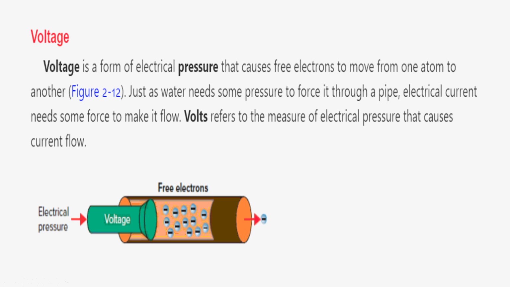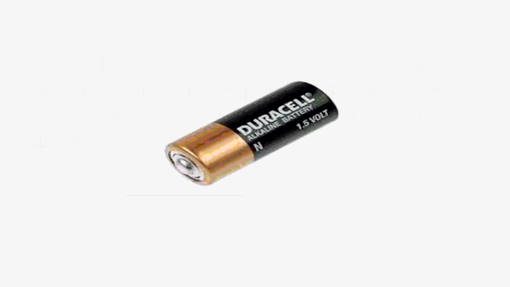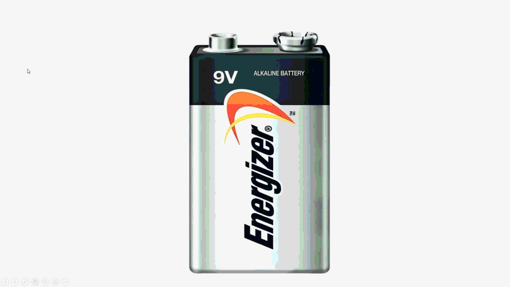Anything that stores energy in terms of electricity will always have a voltage rating, so how much pressure it will produce. An example would be a AA or AAA battery, rated at 1.5 volts. So that is the amount of pressure that you can get from a AA or AAA battery. You can also get a battery that looks like this, where we have a 9-volt battery. So again, that's a higher amount of pressure now.